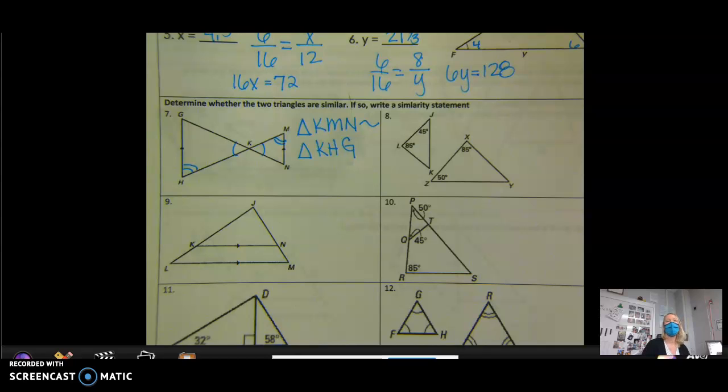And if I have similar triangles, put a couple markings to show that they're similar, and then write the similarity statement. So go ahead and do 8 through 12. Let's look at number 8.